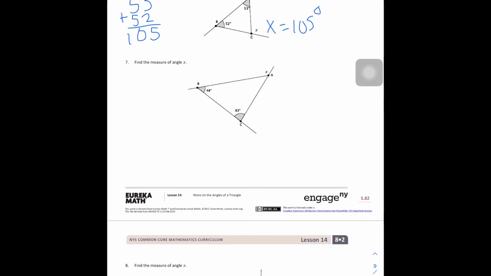Number 7, I know this one, and this is what I'm trying to look for, so I know I can add those two together. So I have 48 and 83. 8 plus 3 is 11, carry the 1. 8 and 4 make 12, and 1 more makes 13. So the angle measurement of x is 131 degrees.